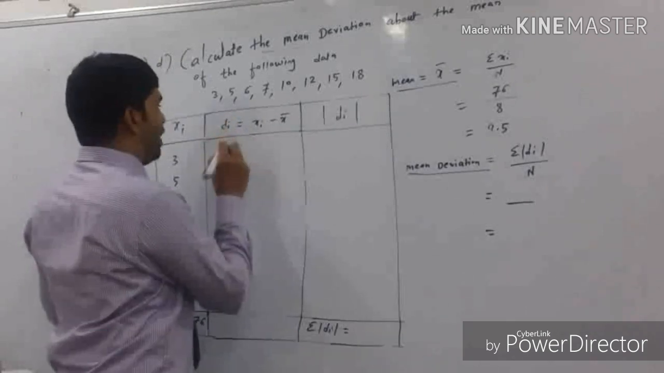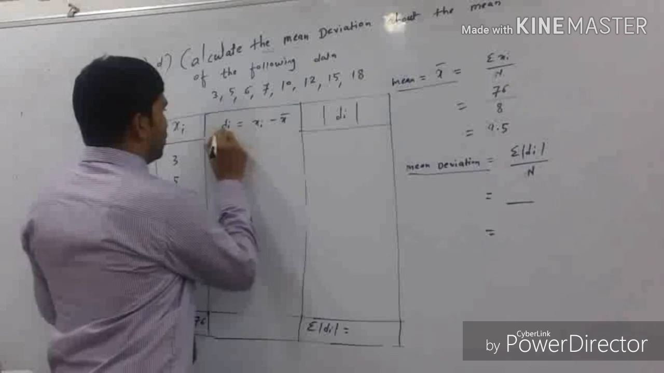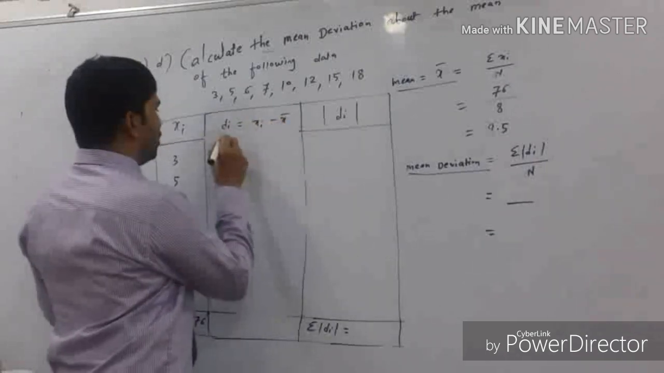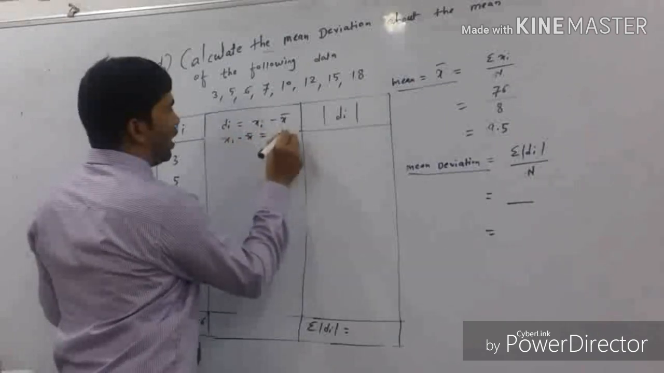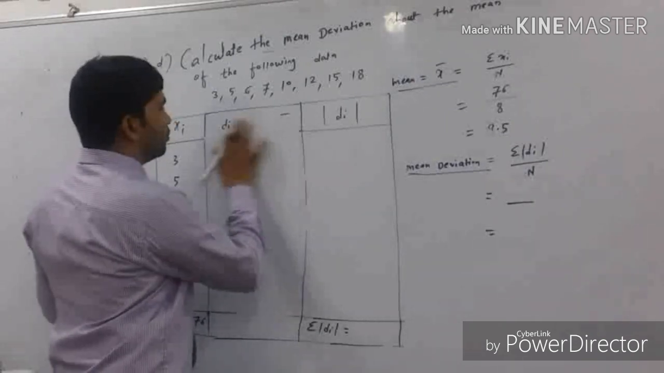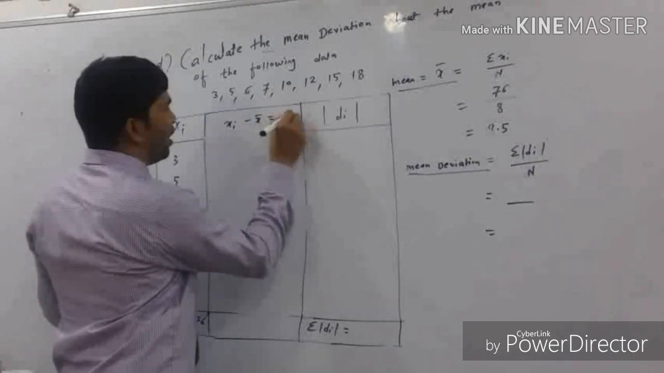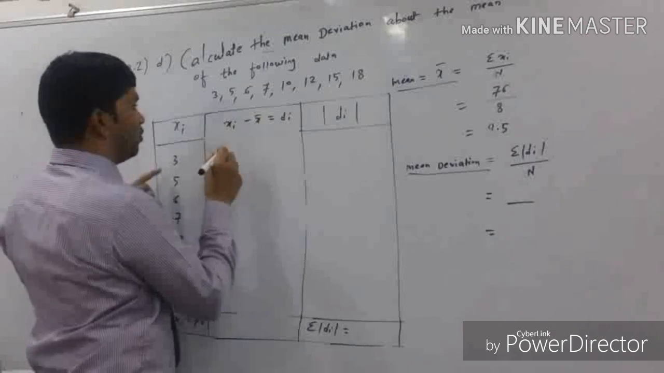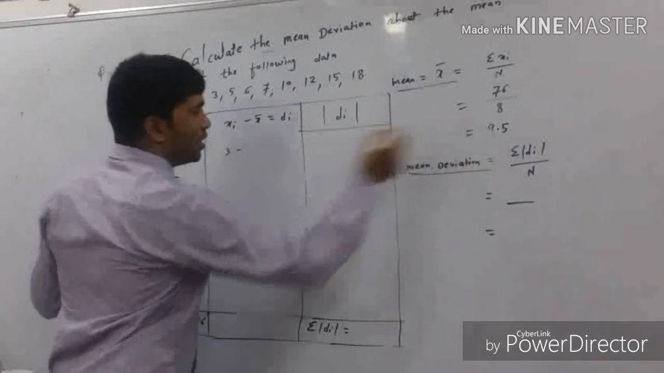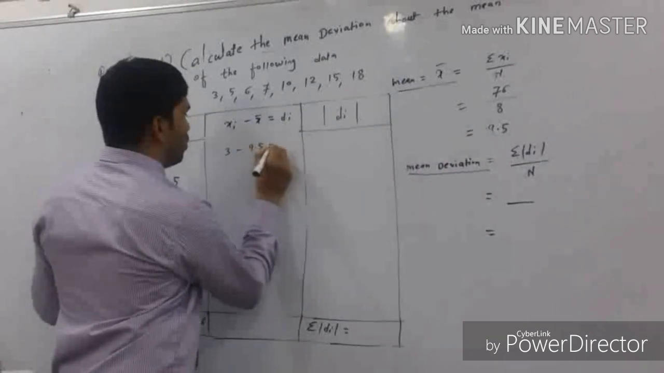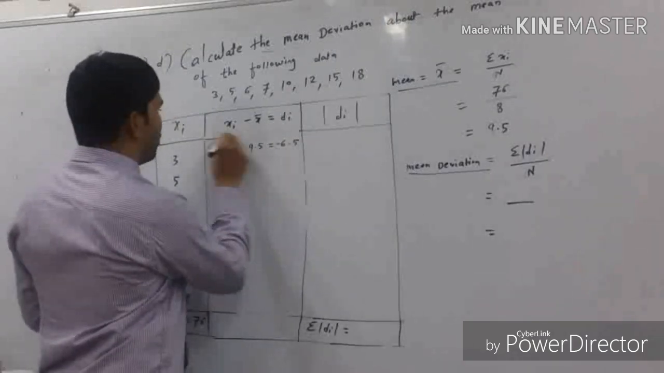We have to find di. So we can write the formula first of all, di is equal to xi minus x bar. So we have to find di. We take xi is equal to 3 minus x bar, our x bar is 9.5. So we get minus 6.5. First value is minus 6.5.